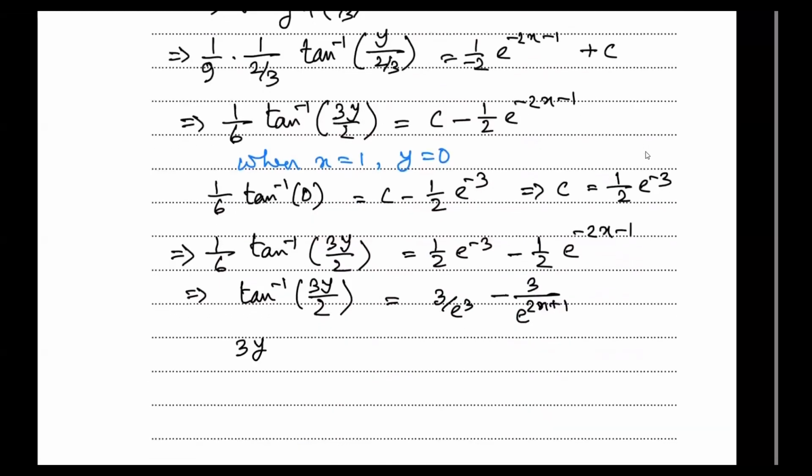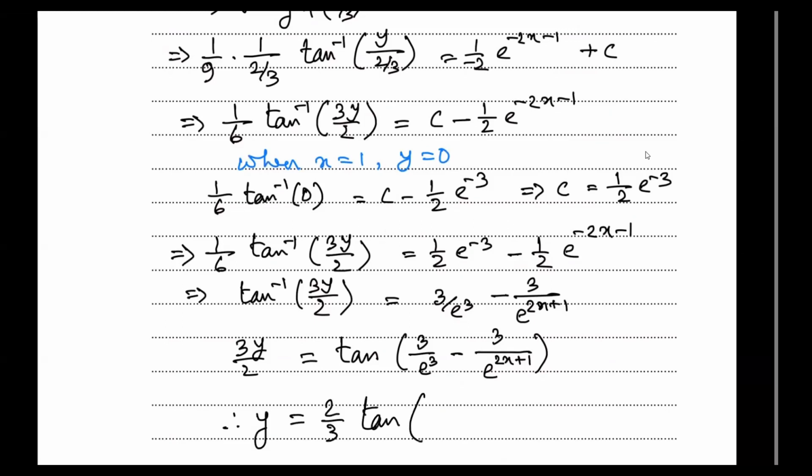Now, 3y by 2 equal to tan of e by e cubed minus e by e to the power 2x plus 1. So, y equal to 2 by 3 tan of e by e cubed minus e by e to the power 2x plus 1. That's the answer to the question. That's part A.